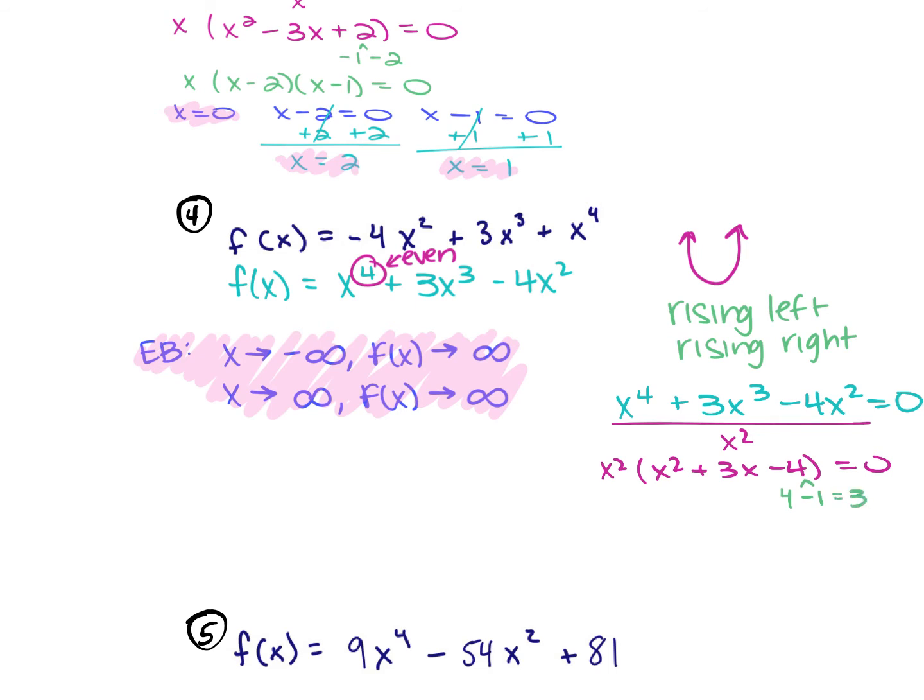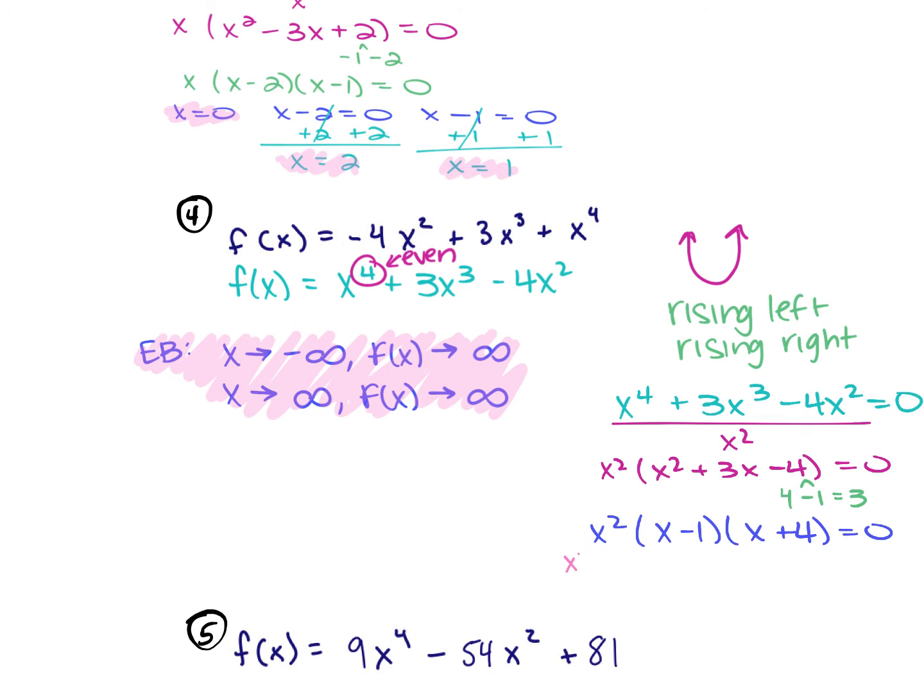Quadratic formula works for this too? It does. Why would you use it though? You're going to waste your time. It's going to take a long time to do it. Okay. So that's x squared times x minus 1 times x plus 4 is equal to 0.